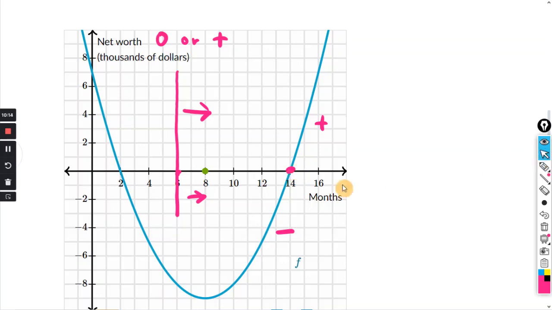And the point has to be on the graph, so take that green dot, left click, hold it down, and bring it to the graph. All right, so that's it right there.